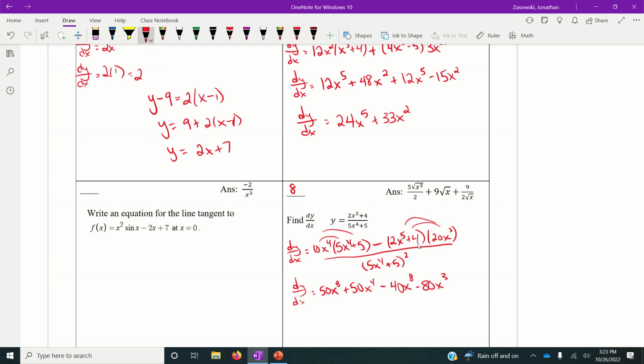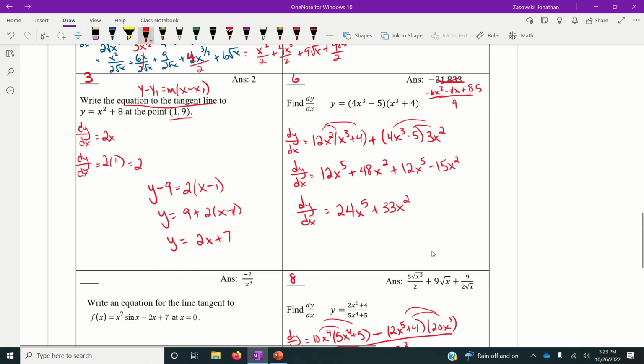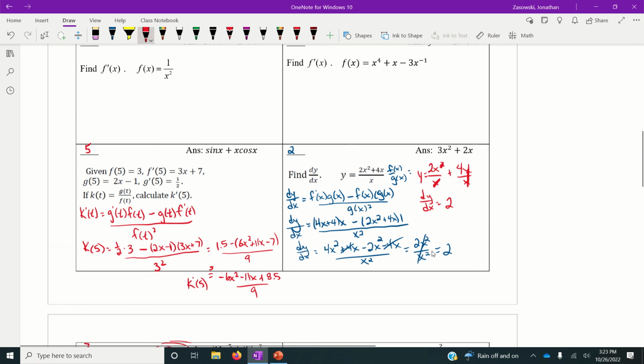All right. So we combine like terms. We got 50x to the 8th, minus 40x to the 8th, so that's 10x to the 8th, plus 50x to the 4th, and then minus 80x cubed. All right, we're going to find that 10x to the 8th answer.